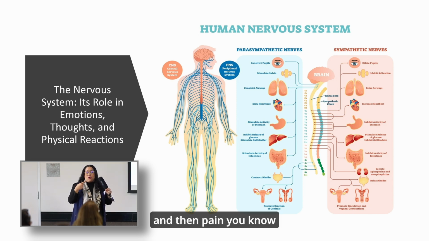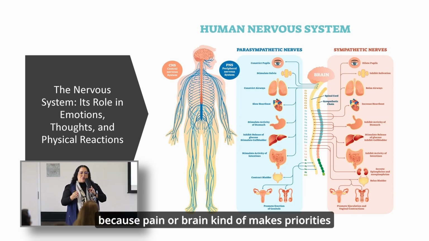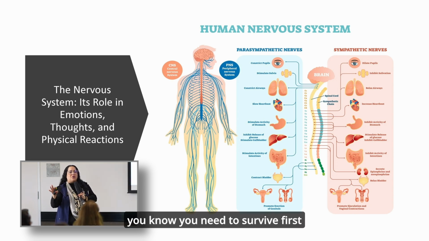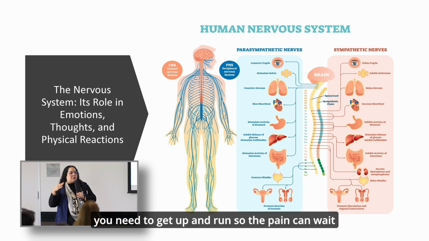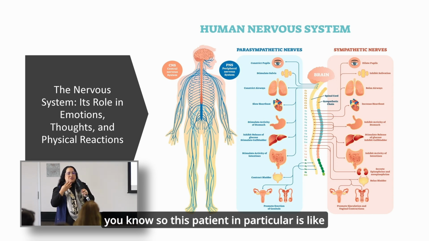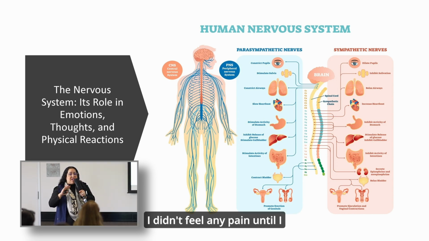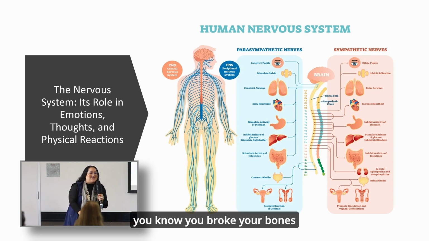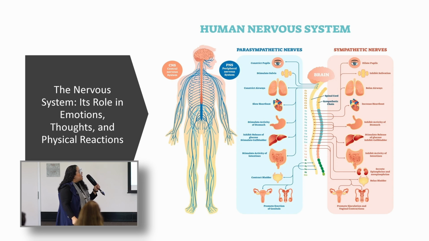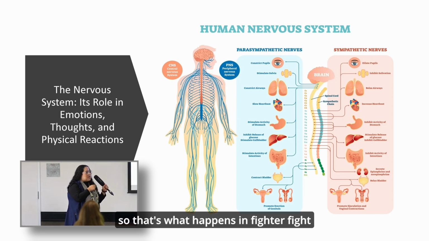And then pain has implications here too, because our brain makes priorities and it says, you need to survive first. You need to get up and run. So the pain can wait. This patient in particular is like, I didn't feel any pain until I got to the hospital. That makes sense, because the brain's like, oh, you're safe now. By the way, you broke your bones. So that's what happens in fight or flight.